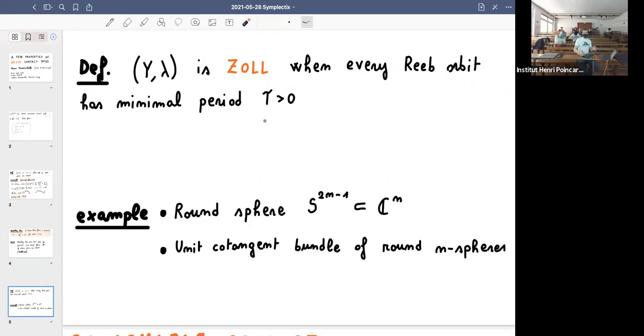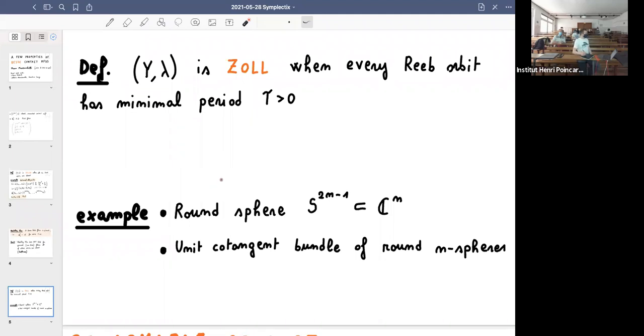A subclass of the Besse contact manifolds is called the class of Zoll contact manifolds. Those are the contact manifolds which are Besse, so all of whose Reeb orbits are closed, but every Reeb orbit has the same minimal period. So the same tau for all the orbits.